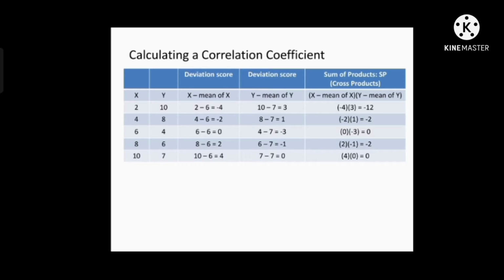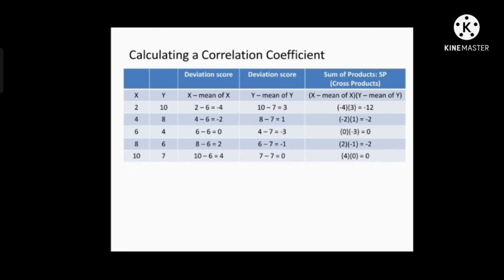Cross products just multiply the deviation scores of the two. So the deviation score of x is negative 4, and the deviation score of y is 3. So negative 4 times 3 equals negative 12. Why is it negative? Because one of them is negative. If you multiply a negative and a positive, the result is always negative, because it is multiplication.